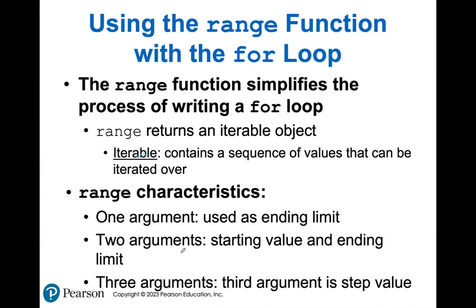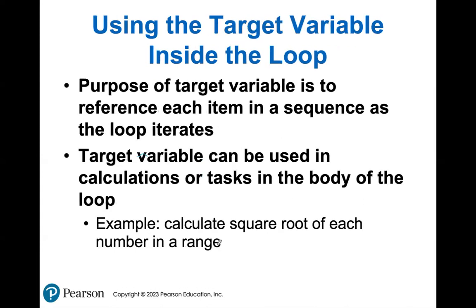Then if you use two arguments, that means that you're specifying the starting value where you want your range to start and the ending value where you want your range to end. And if you use three arguments, the third argument is used as a step value. And what that means is you're specifying by how many numbers you want to increase each time when your loop iterates. So I'll show you that in a little bit. That might be a little bit too hard to grasp right now.